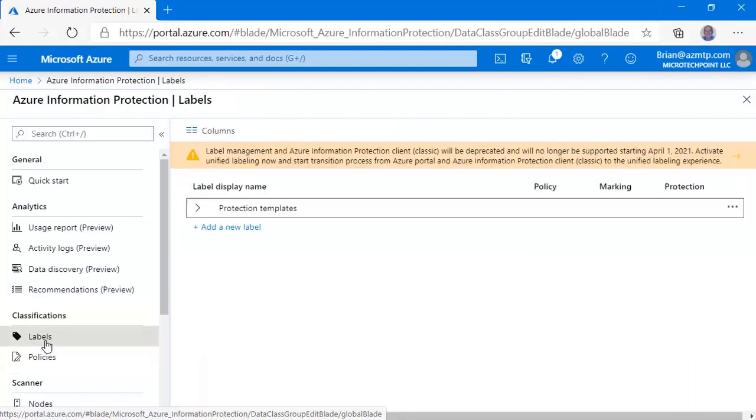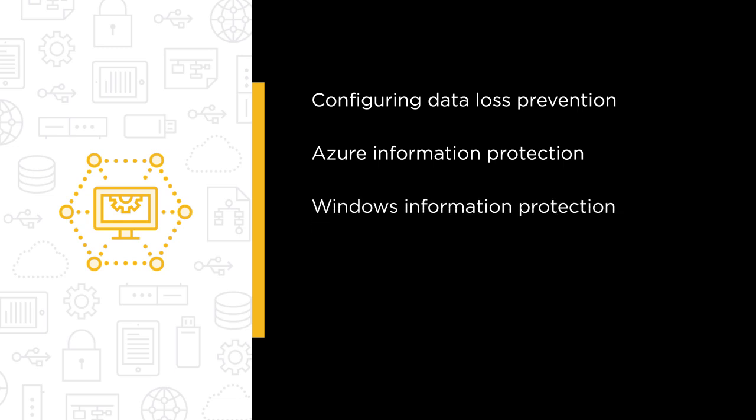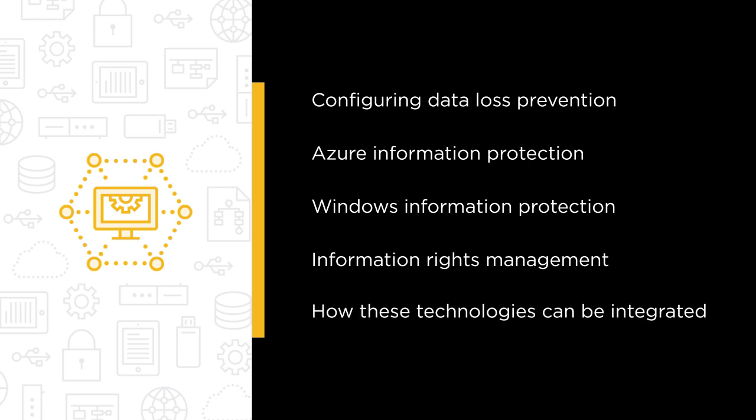In this course, we are going to introduce, discuss, and explore several data protection solutions, including configuring data loss prevention, planning and implementing Azure Information Protection, planning and implementing Windows Information Protection, and planning and implementing Information Rights Management. And we'll also discover how these technologies can be integrated to provide a powerful Microsoft 365 data protection solution.